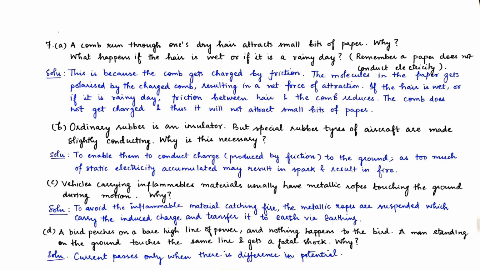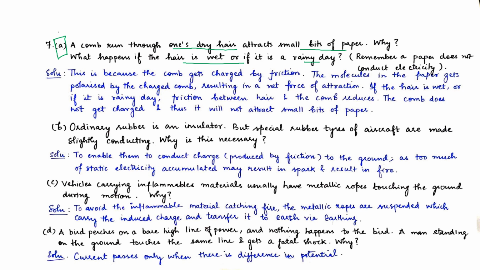Here the question is divided into 4 subparts, and in each subpart they have asked us a question. In that we have to answer on the basis of the concepts which we have learned in the previous classes. So the A subpart of our question says a comb run through one's dry hair attracts small bits of paper. Why? What happens if the hair is wet or if it's a rainy day? Remember, a paper does not conduct electricity.